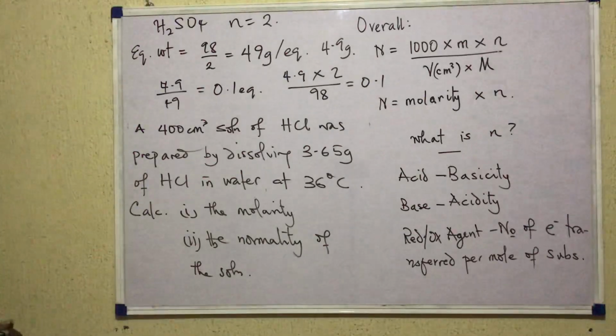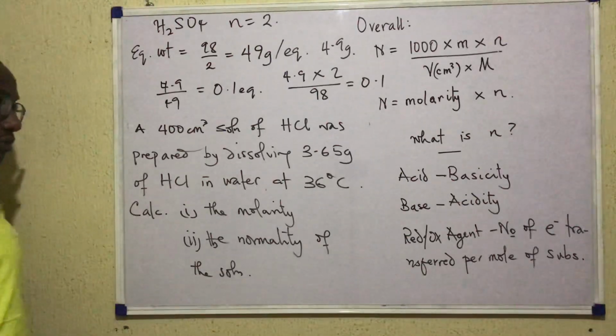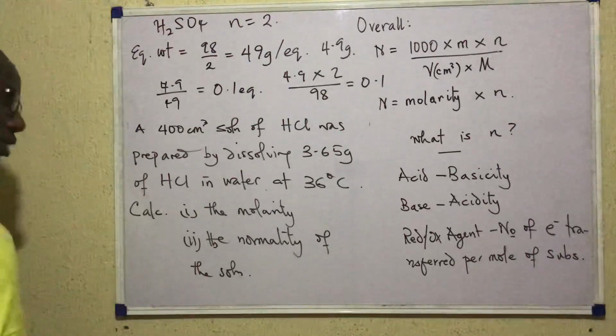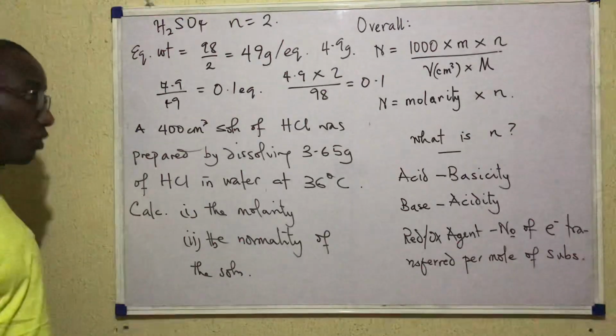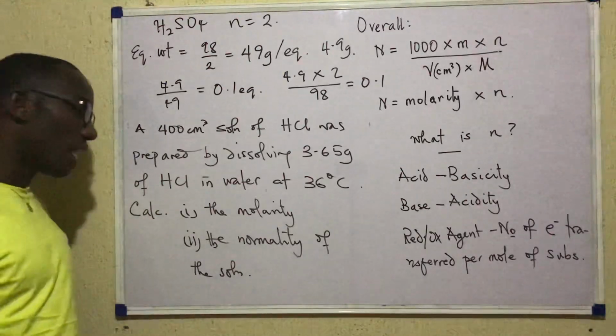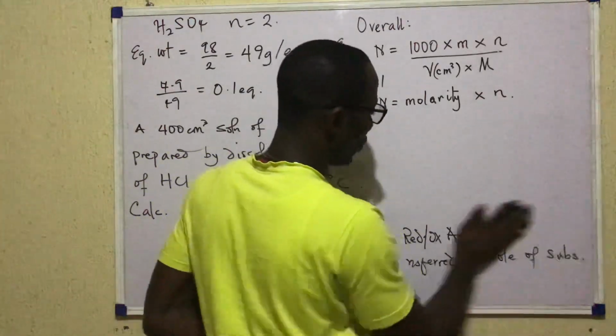So see that question rather. A 400 cm³ solution of HCl was prepared by dissolving 3.65 grams of HCl in water at 36 degrees Celsius. Now we have to calculate the molarity as well as the molality of the solution.